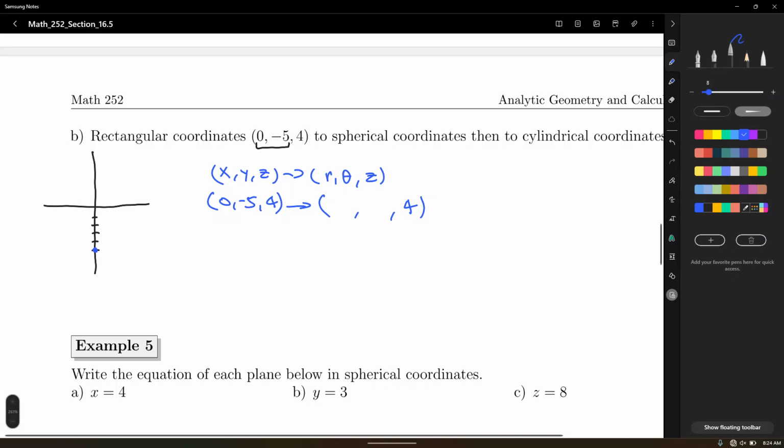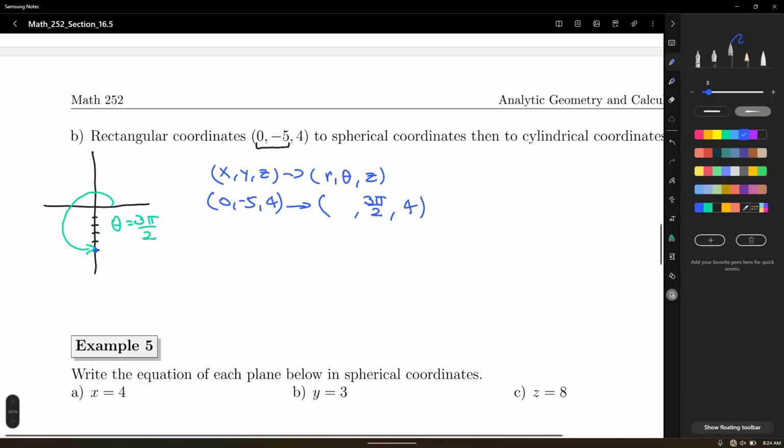All right. But what about the other two? This point right here, 0, negative 5. Let's look at the angle. In this case, we don't need to use any of the trigonometric relations because I think this angle is pretty obvious. Isn't that 270 degrees or 3 pi over 2? Right? So the angle is theta equals 3 pi over 2.